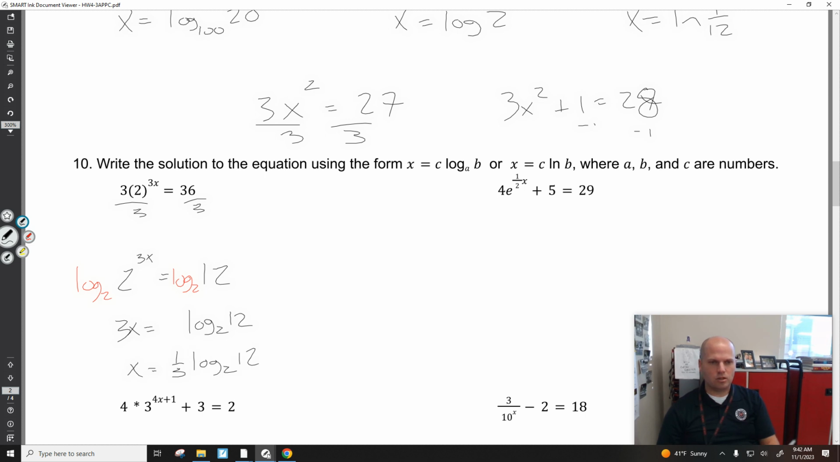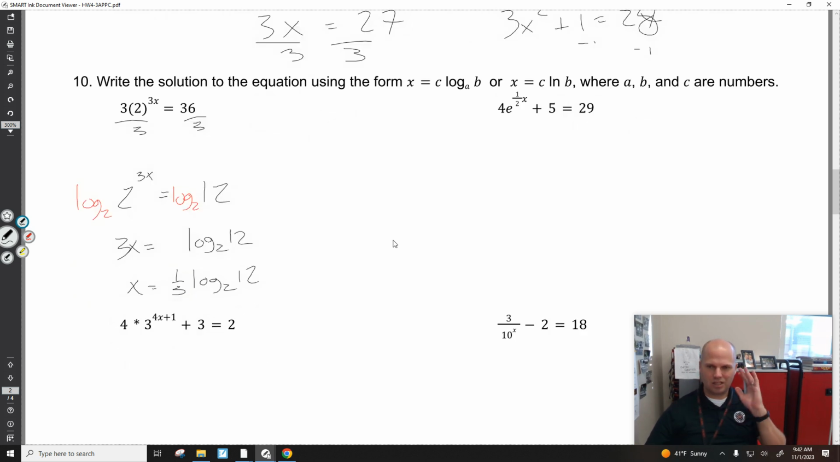We are asking you to put your answers in this form: C log base A of B. Here's C log base A of B. That is a number that can be found using a calculator. This is the exact answer.